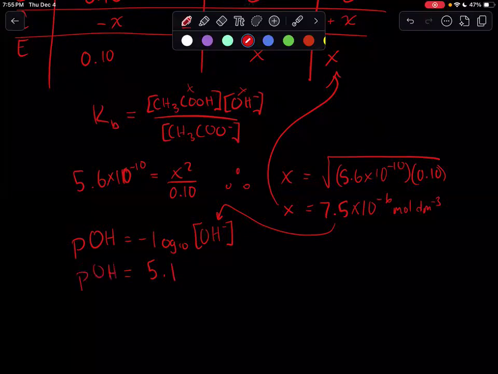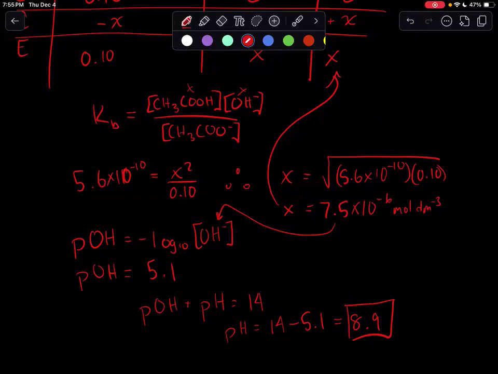Lastly, I can take my pOH, because I know pOH plus pH is always equal to 14, and rearrange to get pH is equal to 14 minus 5.1, giving me a grand total of 8.9. And there we go. That is the pH of the salt of potassium ethanoate at a concentration of 0.10 mole per decimeter cube.